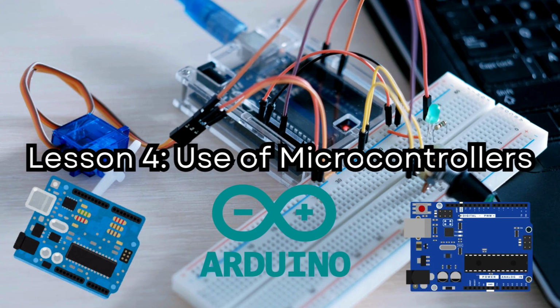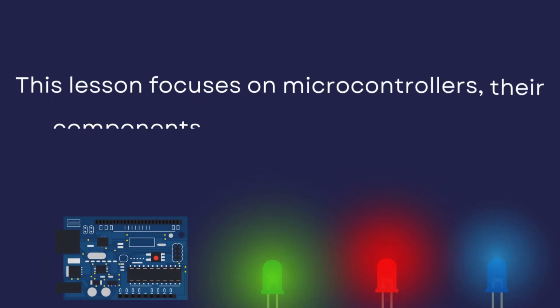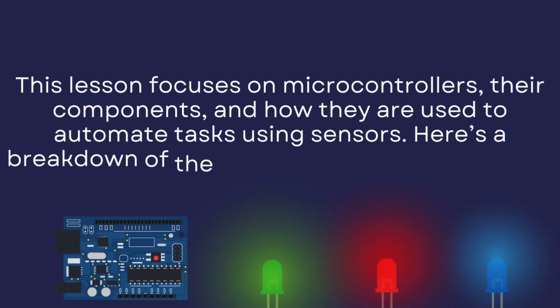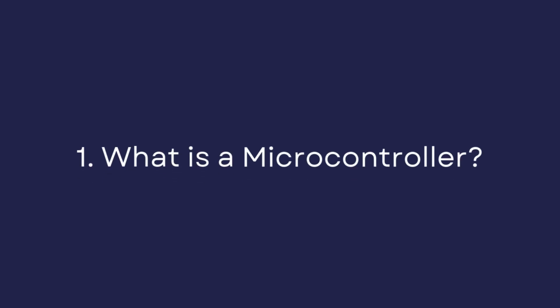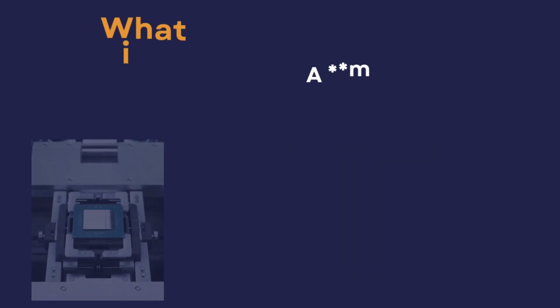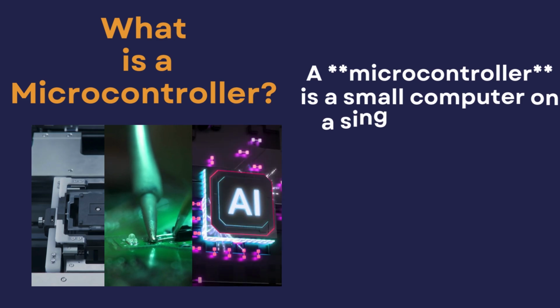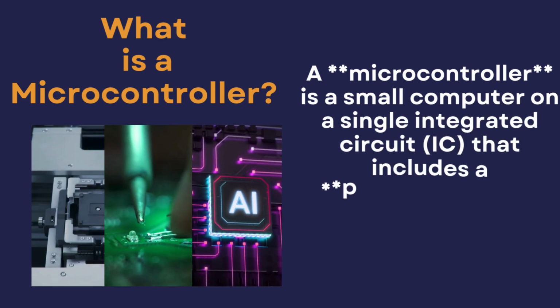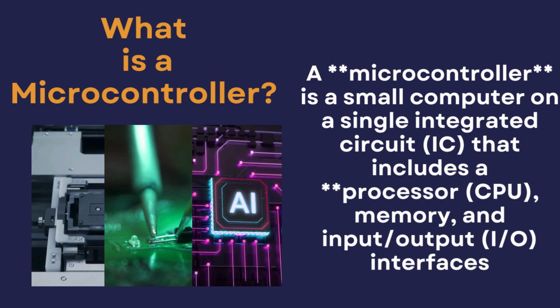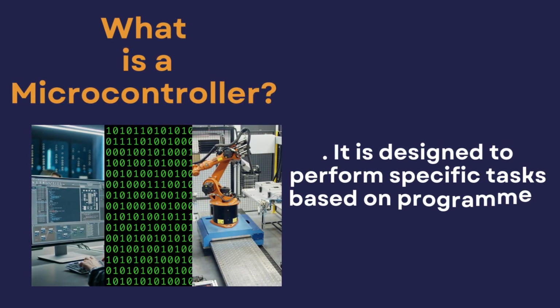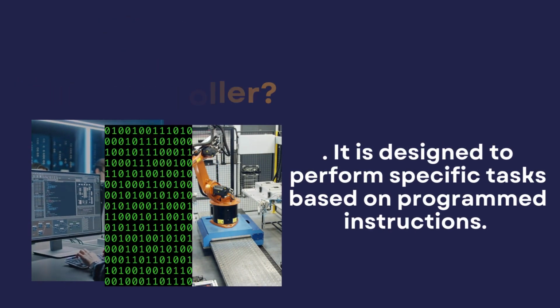Lesson 4. Let's get started. This lesson focuses on microcontrollers, their components, and how they are used to automate tasks using sensors. Here's a breakdown of the key concepts covered in this lesson. What is a microcontroller? A microcontroller is a small computer on a single integrated circuit, IC, that includes a processor, CPU, memory, and input-output, I/O interfaces. It is designed to perform specific tasks based on programmed instructions.